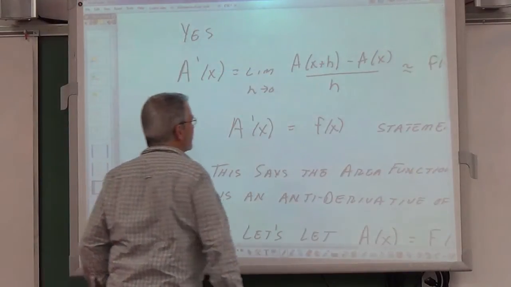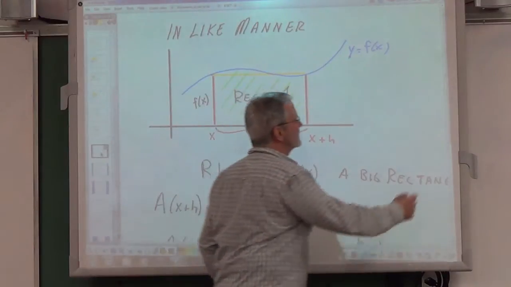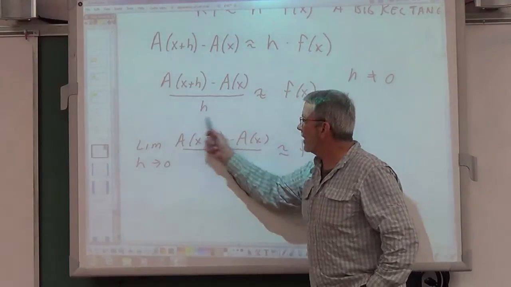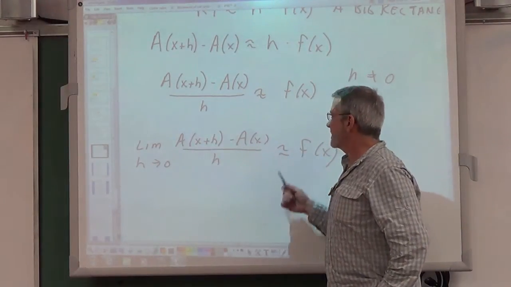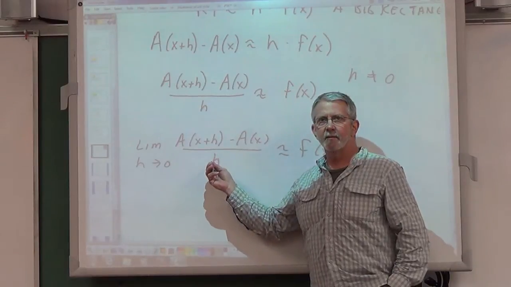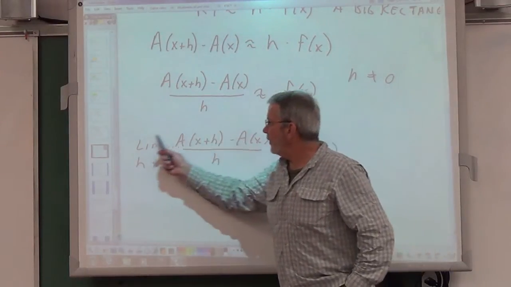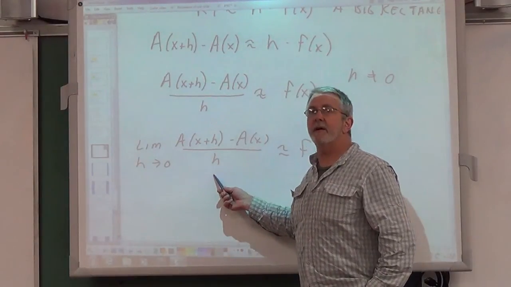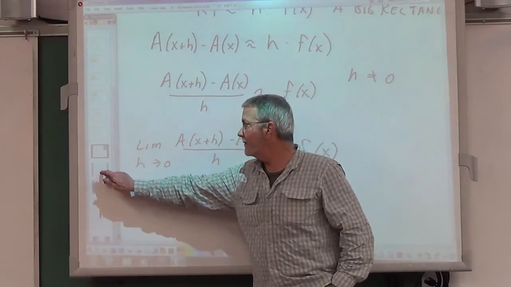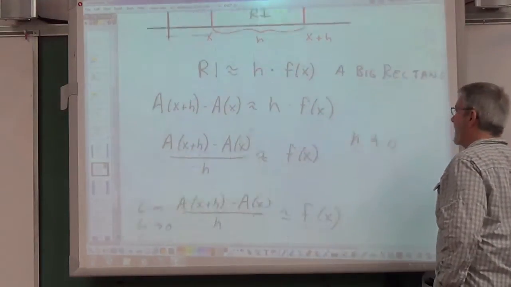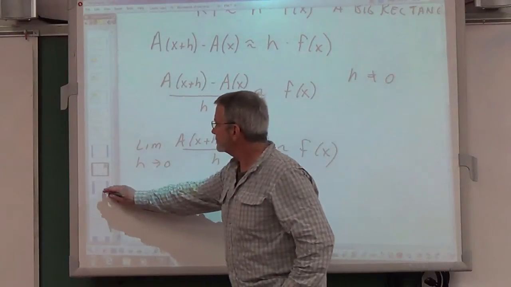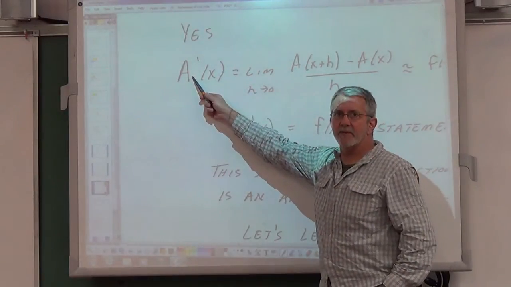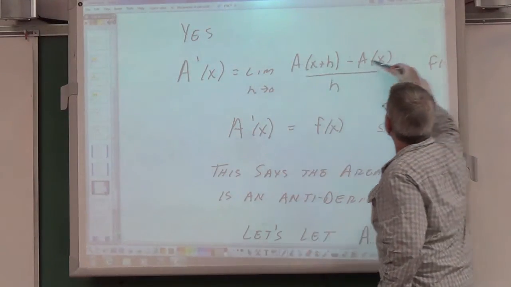Where am I? I believe I'm here. Oh, ahead of myself right there. And so I'm going to take the limit as h goes to 0 of this creature right here, is approximately that. And hey, what is this? What does that look like? You're darn right. That, ladies and gentlemen, is a prime of x. So a prime of x is equal to this limit.